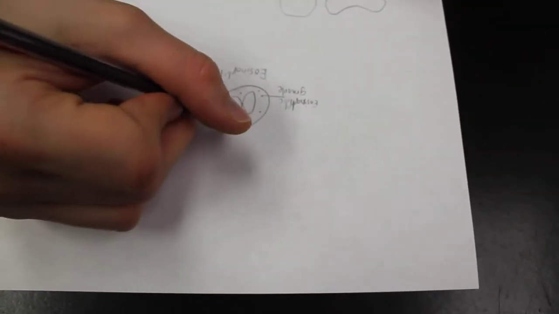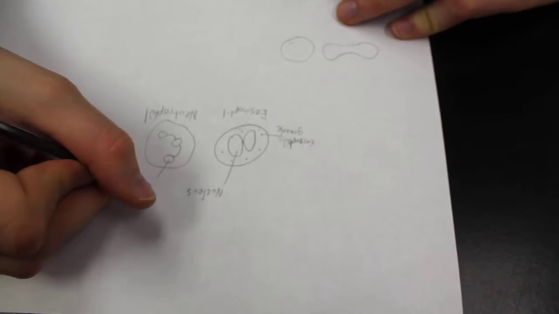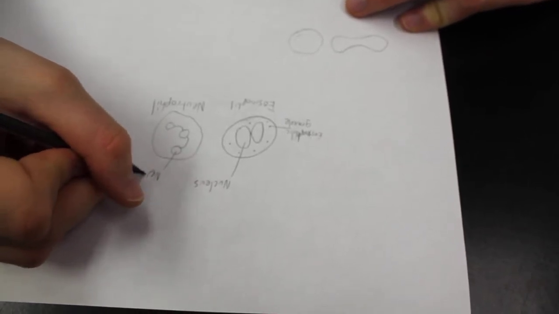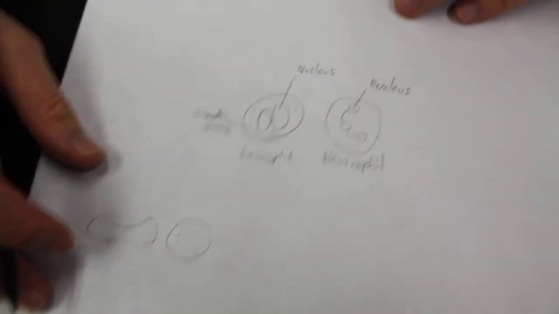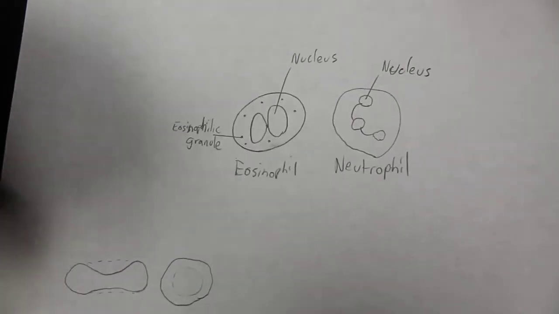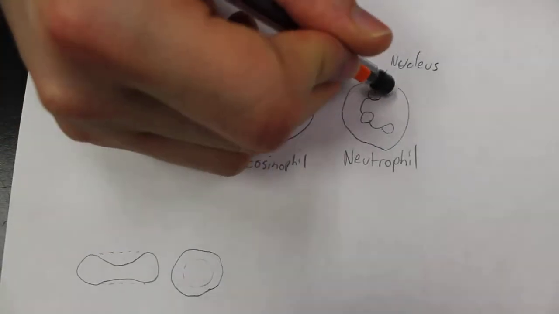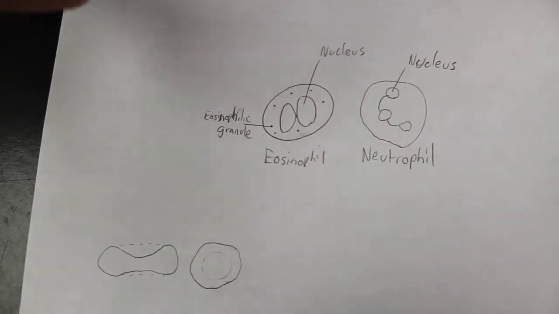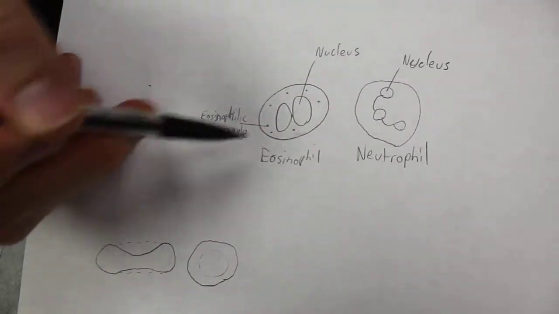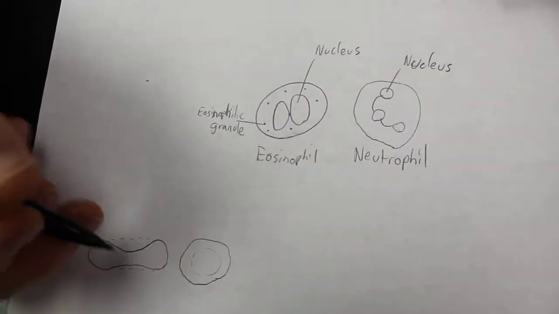All right, now this here is a bilobed nucleus, so that makes that my nucleus. That is also my nucleus. All right, turn that back around for us. All right, so multi-lobed nuclei here, and a bilobed nuclei here.